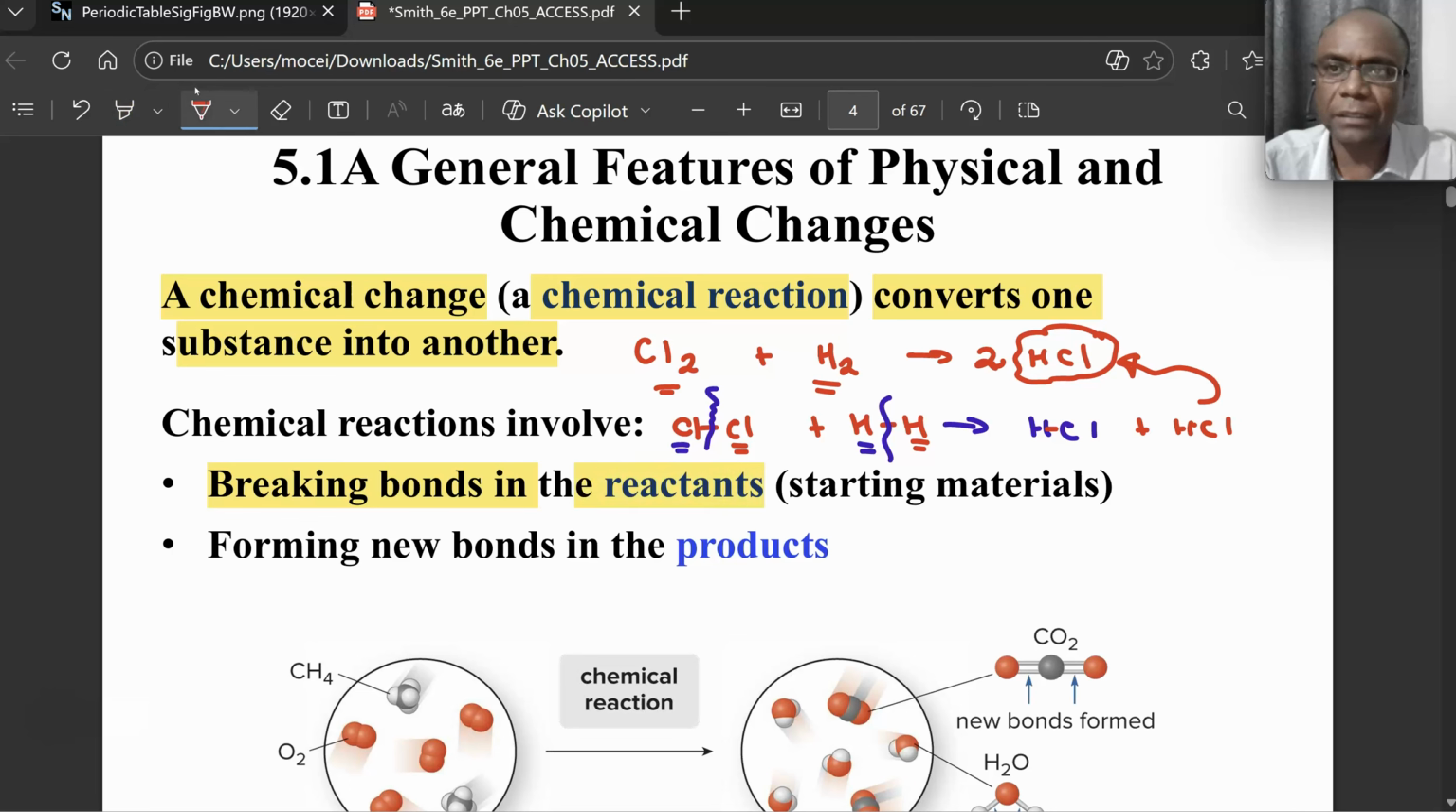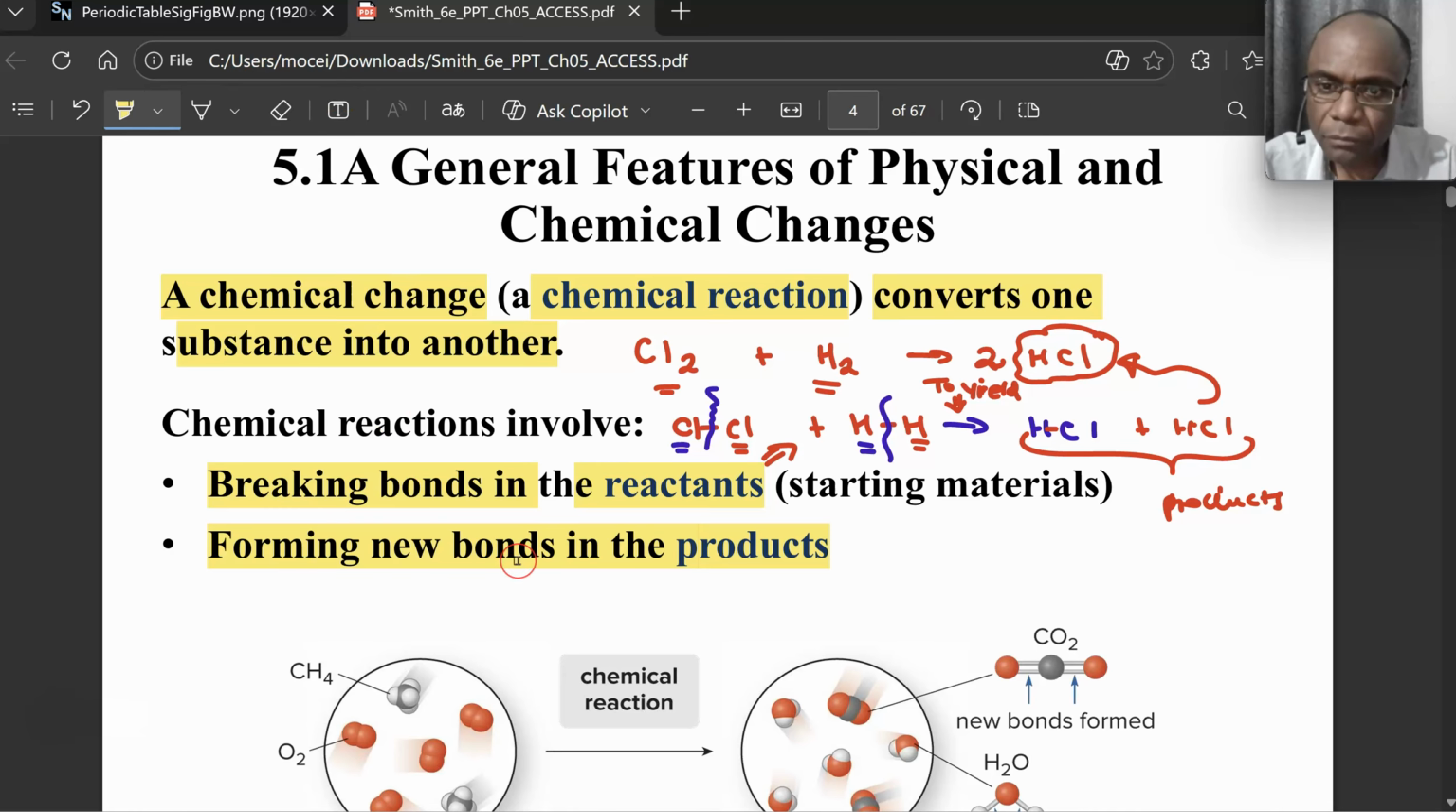We call them reactants. These are the reactants, and on the right side, those are the products, and this arrow just says to yield or to give. So the left side is reacting to give or to yield the right side. There is formation of new bonds on the right side, what we call products.